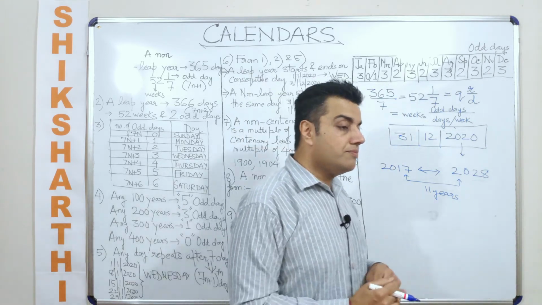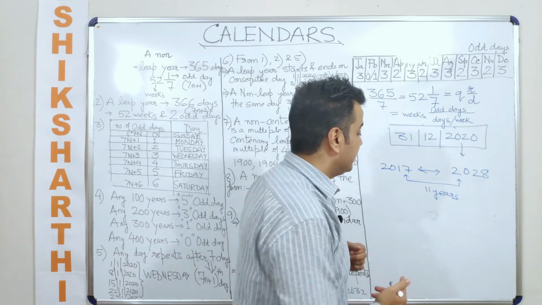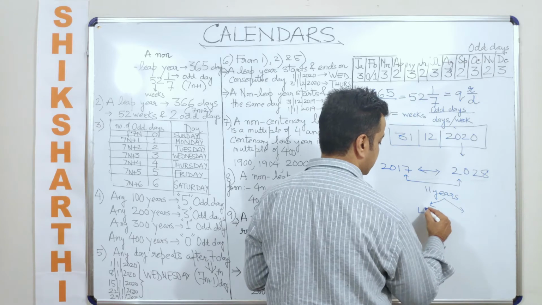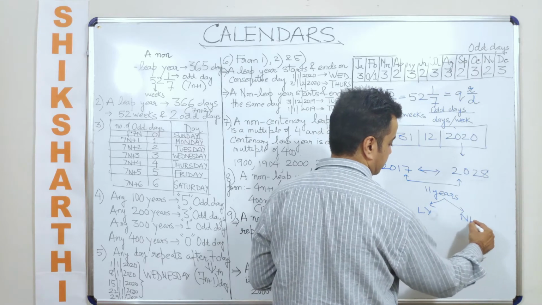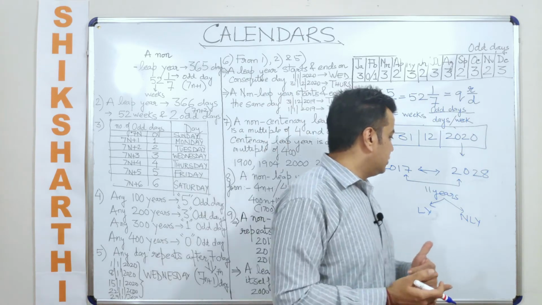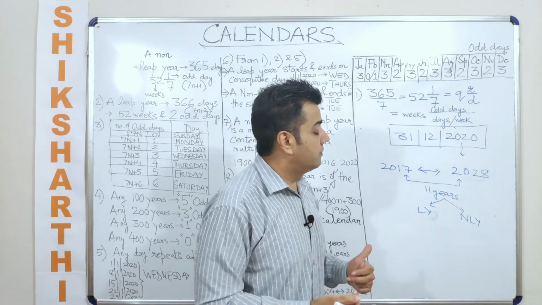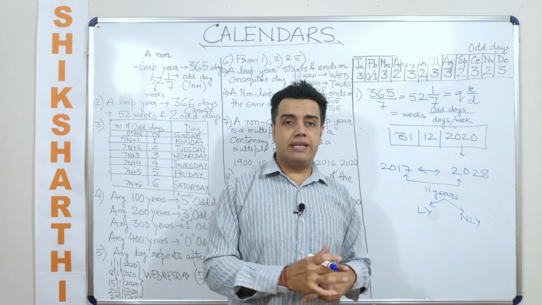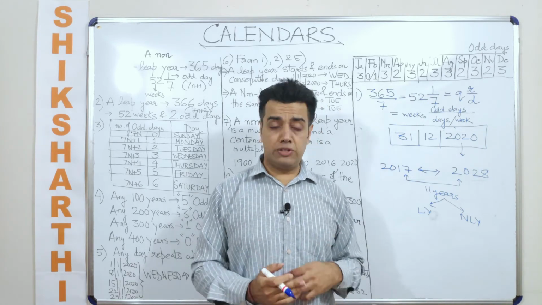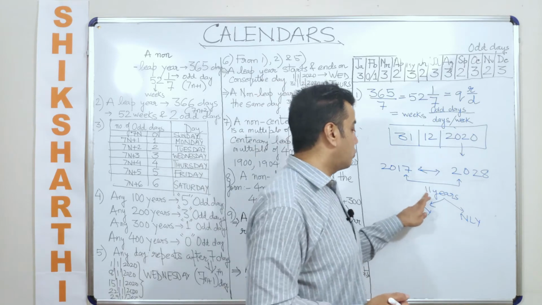Now, when I said the difference is 11 years, then I need to check how many non-leap years and how many leap years. For this, there are a couple of ways in which you can check, but the best way is I can write down all the years. That I can always do, but that is time consuming. But when you are doing it for the very first time, maybe you can write down all these 11 years.